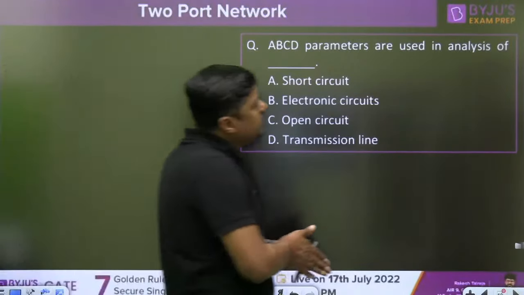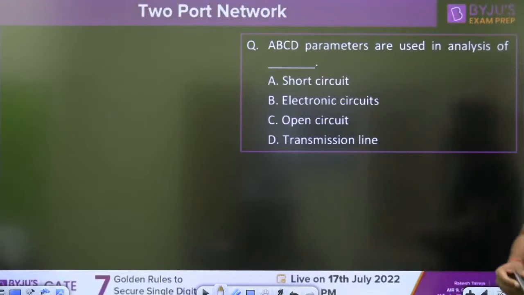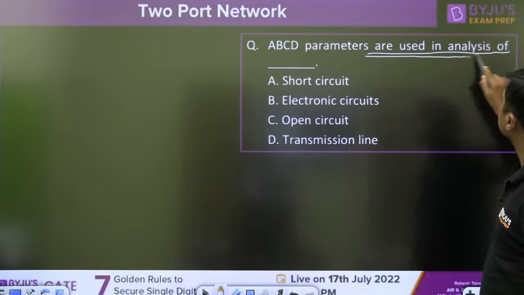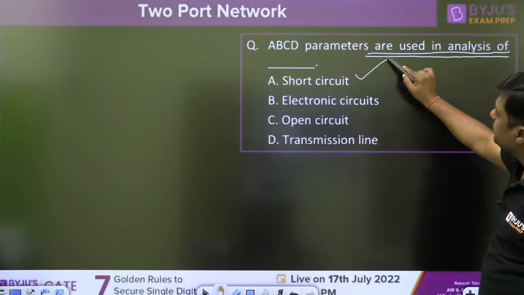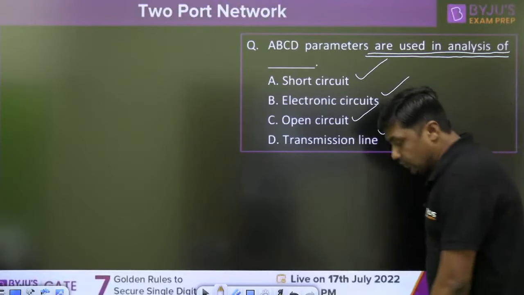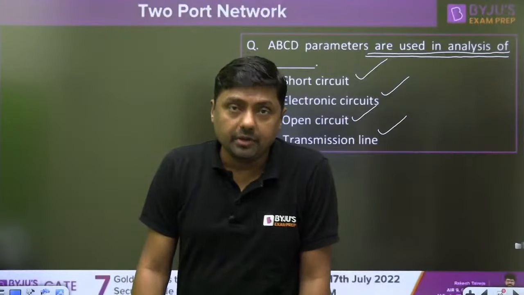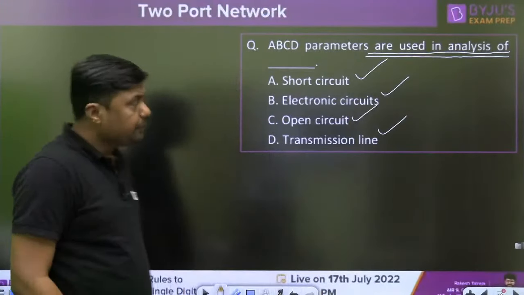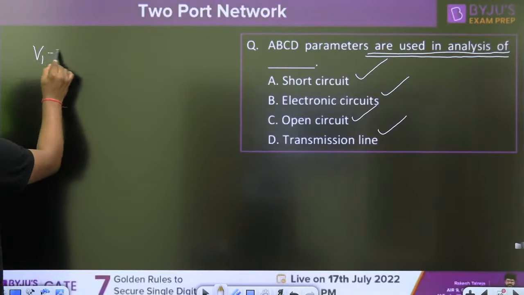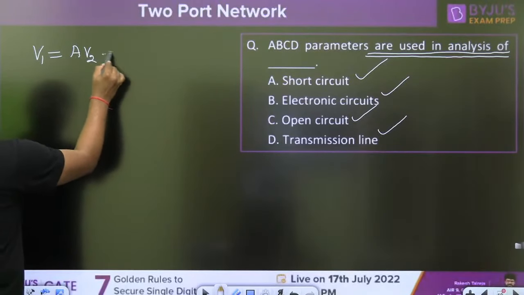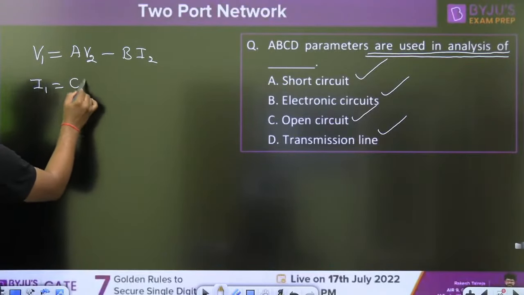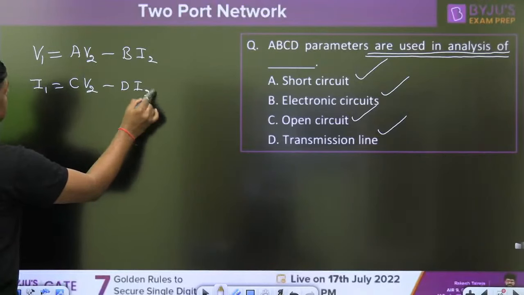What are the ABCD parameters used in the analysis of? Short circuit, electronic circuit, open circuit, transmission line. And what is another name of the ABCD parameter? Why are we using the ABCD parameter? In the comments box, give me the answer. ABCD parameter is nothing but V1 is equal to AV2 minus BI2, and I1 is equal to CV2 minus DI2. This is the ABCD parameter.